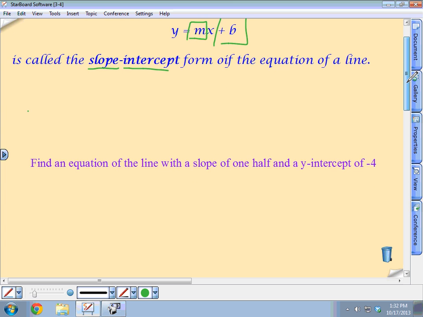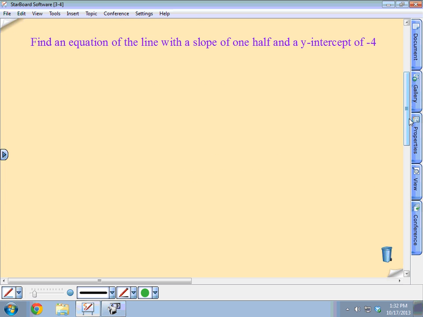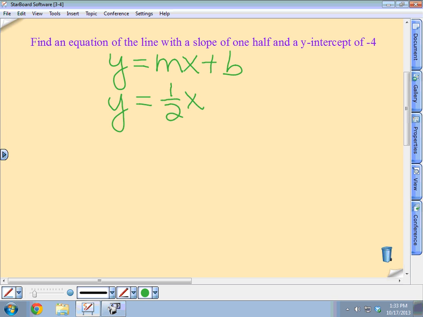All right, let's find the equation of a line with a slope of 1/2 and a y-intercept of -4. Well, our form is y equals mx plus b. And it tells us our slope is 1/2. And it tells us our y-intercept is -4. So that is the line. If I've been given an intercept and a slope, that is the line.